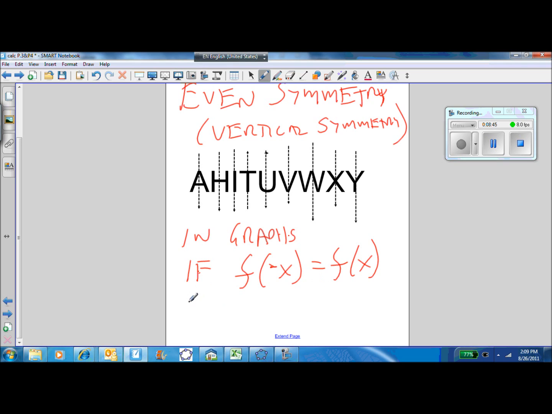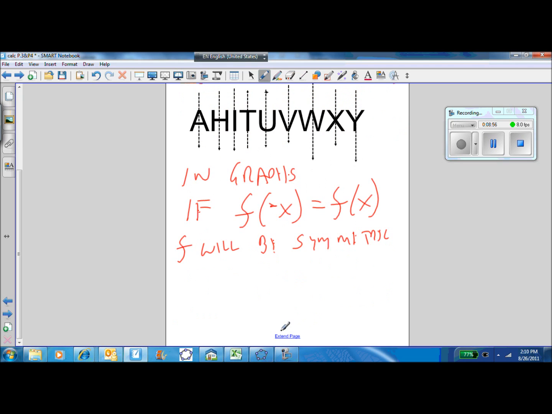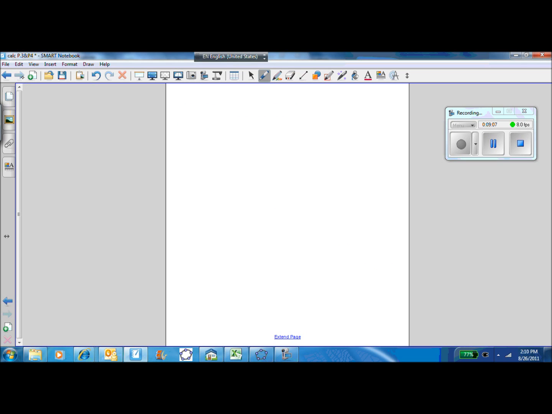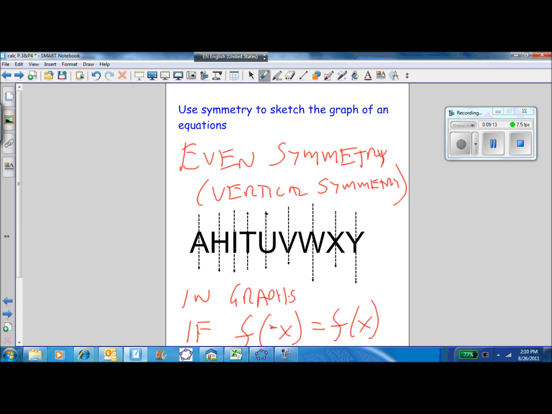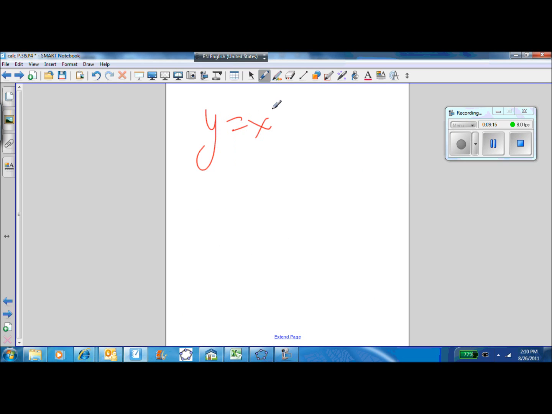In terms of the picture, f will be symmetric over the y-axis. So let's look at some examples of functions that do that. Some functions that do that would be y equals x squared. Basically your very basic happy parabola like this. It has symmetry over the y-axis.